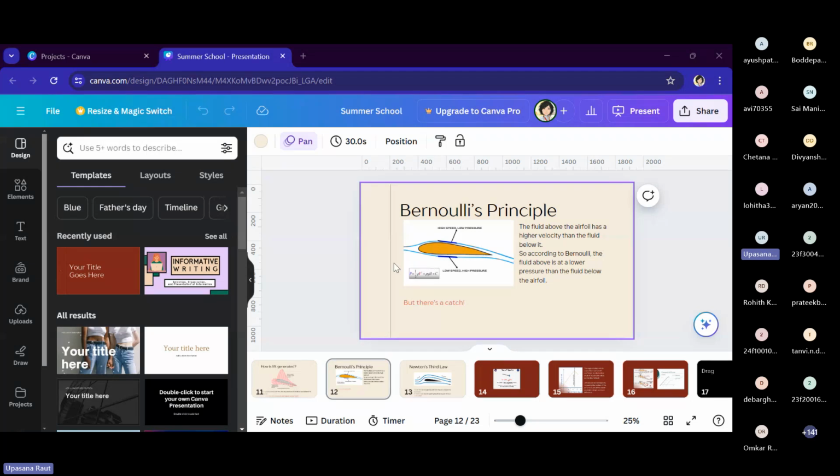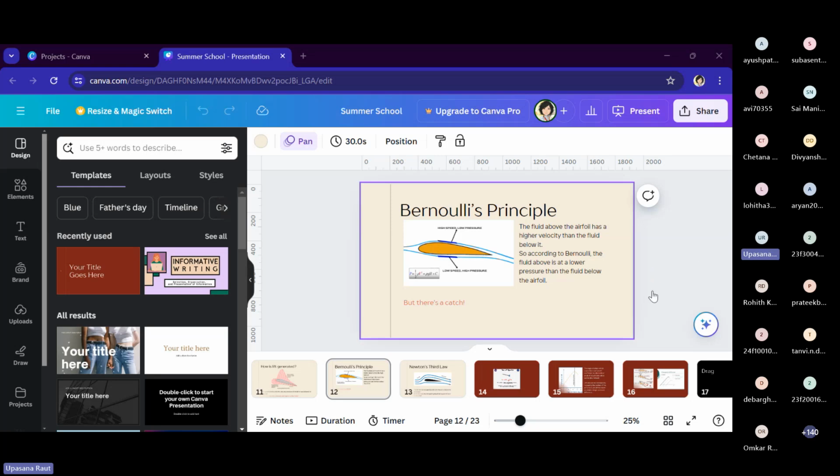Okay, Senthil, do you have anything to say? Streamline flow should be there. Then there should be a streamlined flow so that we can apply Bernoulli's theorem. Yes, you're right, basically.